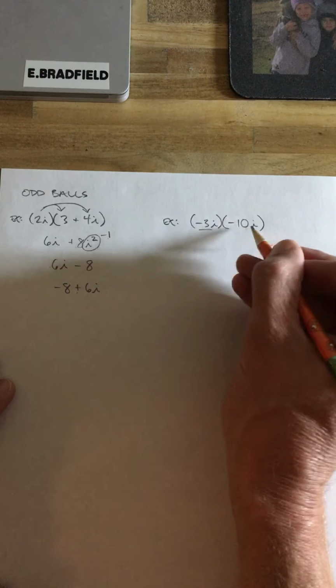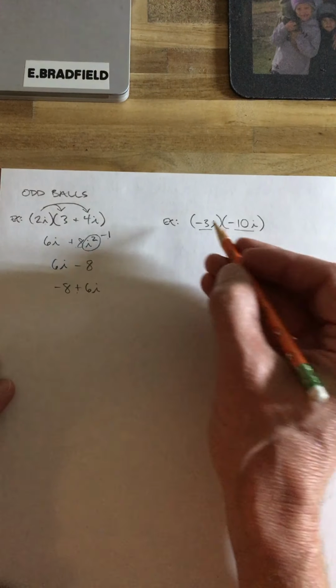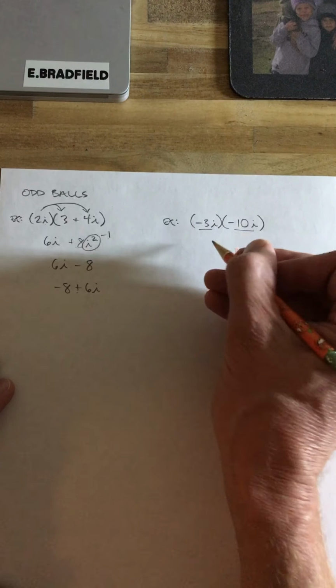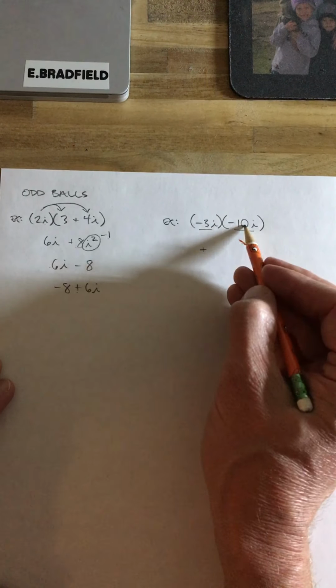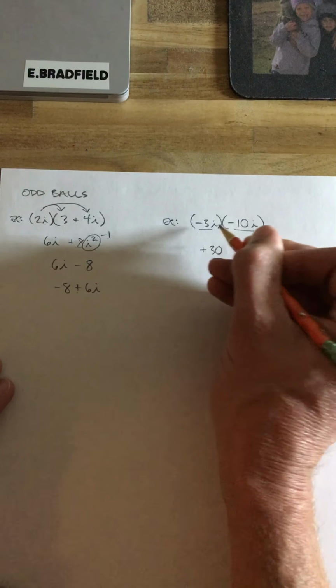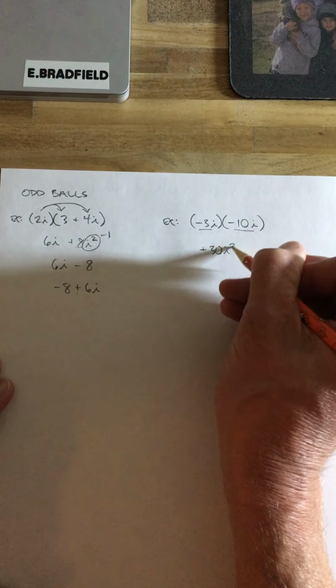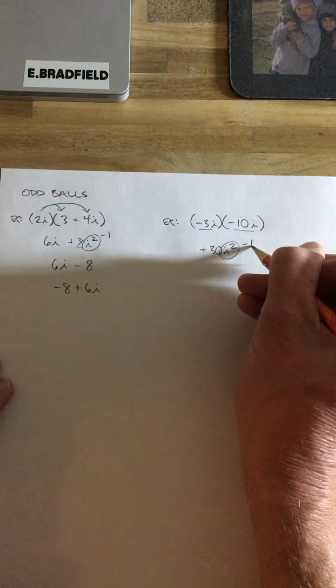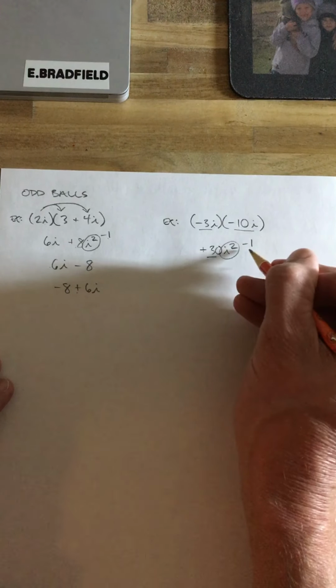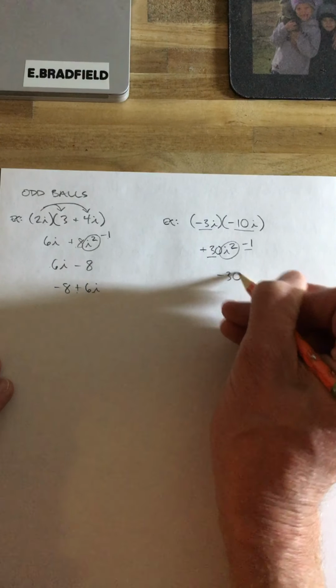This is one term times one term. So negative times negative, that's a positive, right? You don't have to write the plus, I'm just showing you. 3 times 10 is 30, and i times i is i squared. Remember, i squared is negative 1. So it's really 30 times negative 1, that's negative 30.